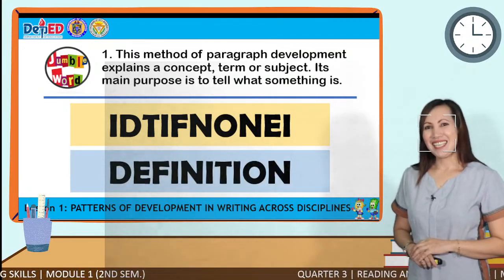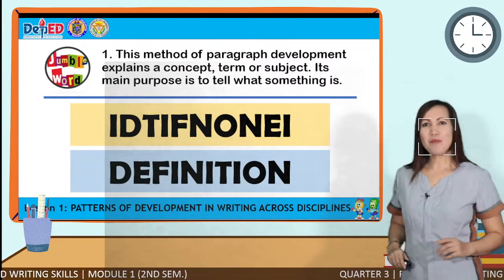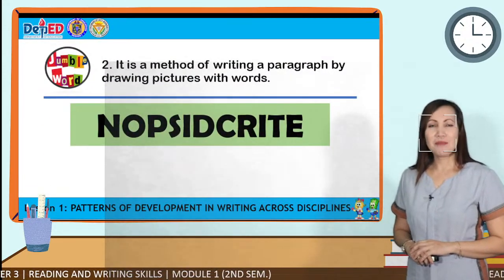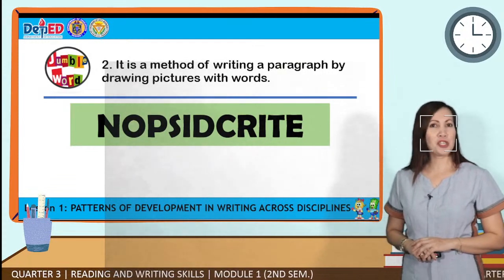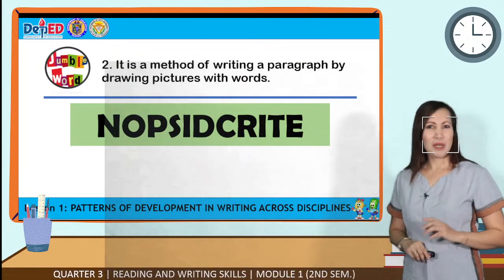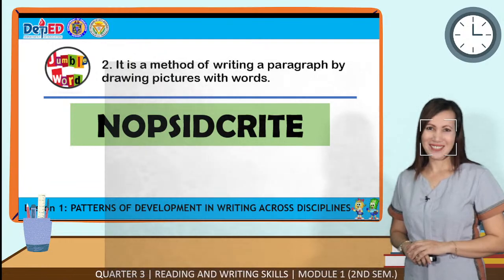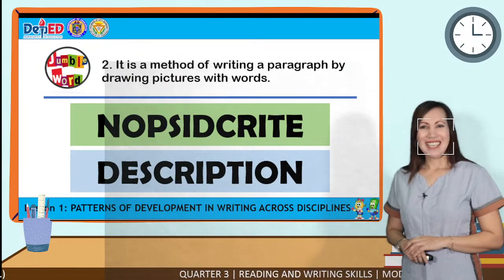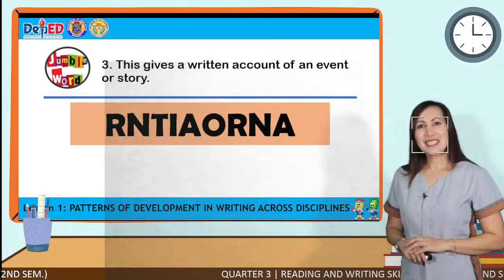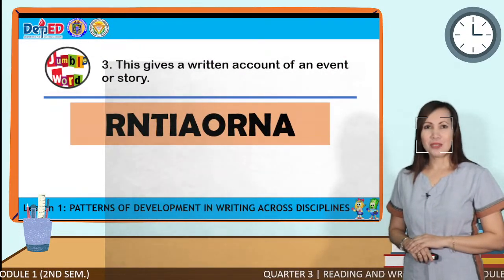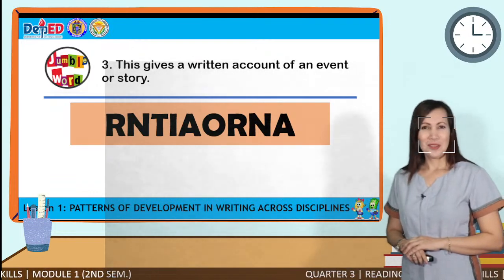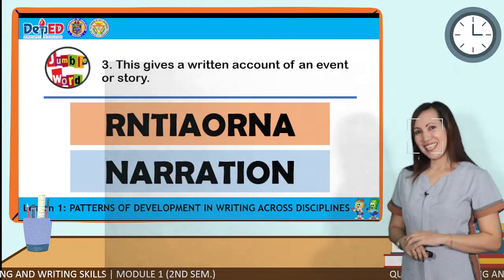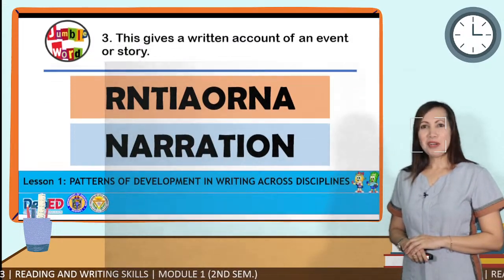Correct. That is definition. How about the second? Number 2. It is a method of writing a paragraph by drawing pictures with words. What do you think is the correct answer? Exactly. That is description. Number 3. This gives a written account of an event or a story. What is the correct answer? Excellent. That is narration.